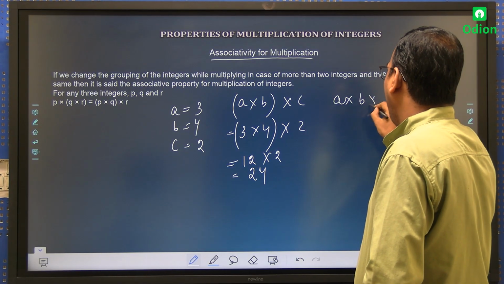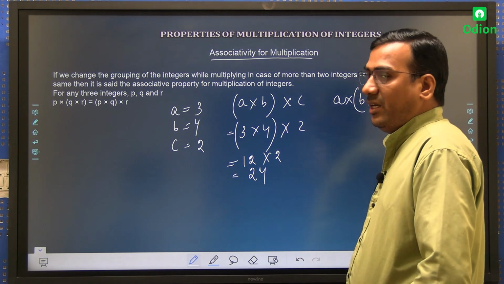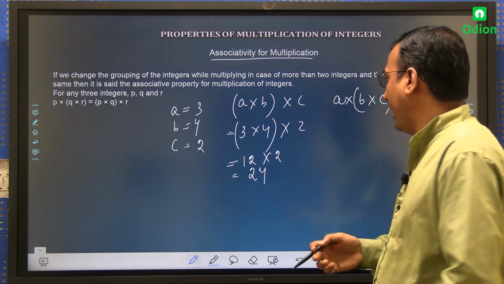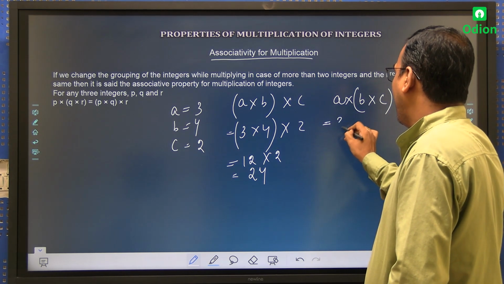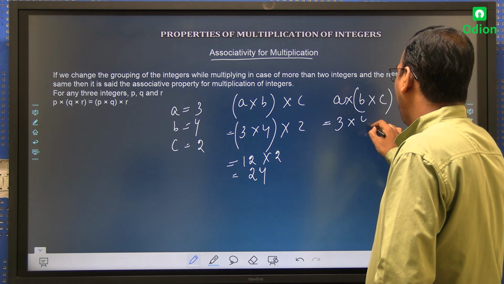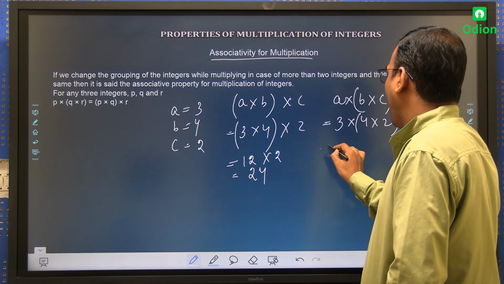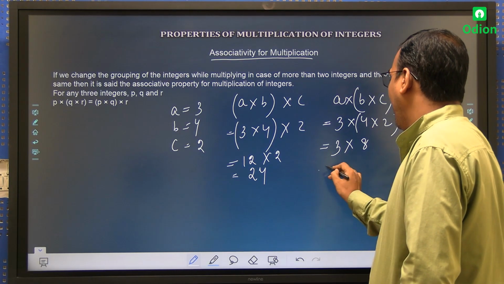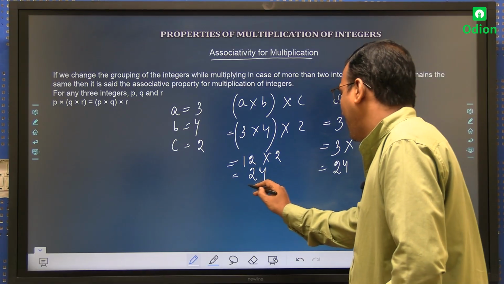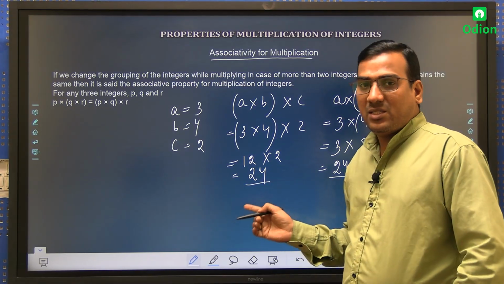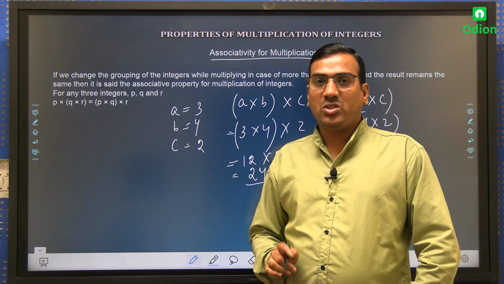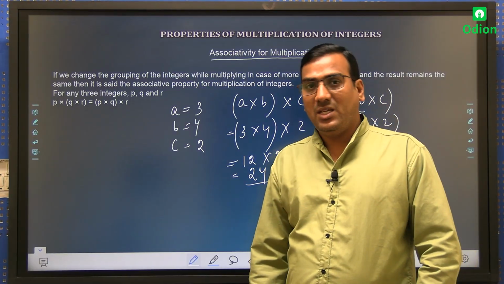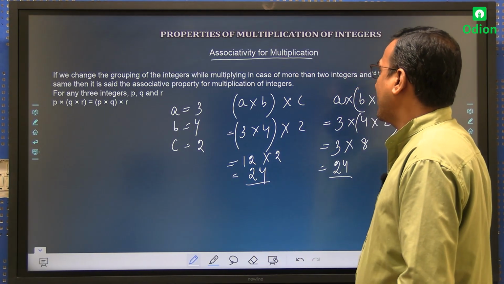Okay. If I change the brackets, suppose I take the multiplication of B and C first. A into B into C. First I multiply B with C, then I multiply by the value of A. Let us check. The value of A is 3, B is 4, C is 2. 4 times 2 is 8, 8 times 3 is 24. Both results are the same. It means multiplication follows the third property. The name of the property is the associative property of multiplication. Is it clear students? Then go for the next property.